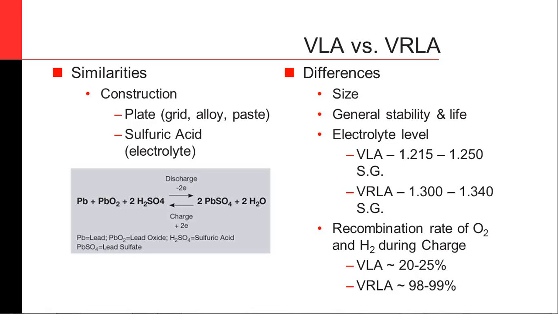One other difference that I did not put on here is that the separator is different. The vented lead acid batteries use a microporous material so that you have a good electrolyte and gas flow inside of the battery, whereas a valve regulated battery, for example, might use absorbed glass mat, where the acid is fully absorbed into that glass mat material, and that glass mat must maintain contact with the plates of the battery.